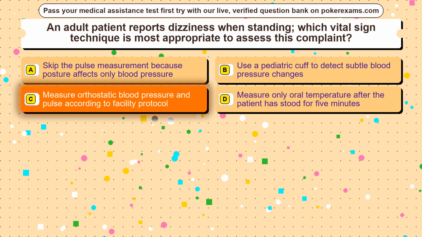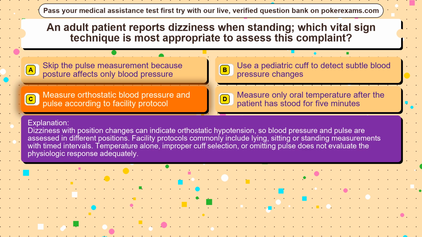The correct answer is option C. Measure orthostatic blood pressure and pulse according to facility protocol. Dizziness with position changes can indicate orthostatic hypotension, so blood pressure and pulse are assessed in different positions. Facility protocols commonly include lying, sitting, or standing measurements with timed intervals. Temperature alone, improper cuff selection, or omitting pulse does not evaluate the physiologic response adequately.